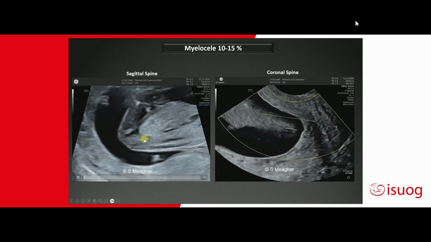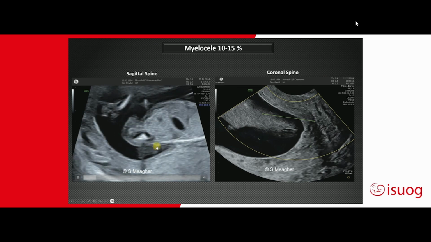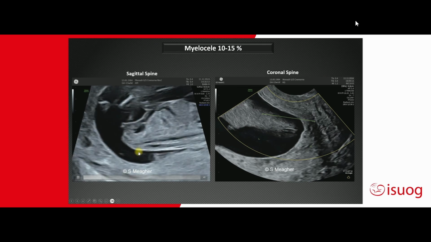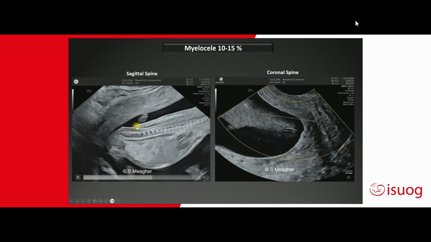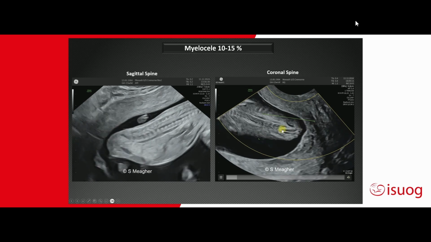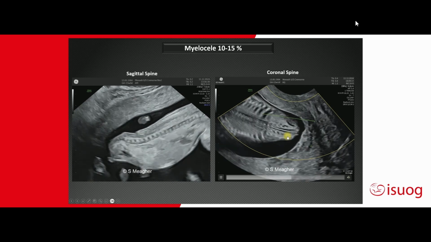Far more challenging is when you look at the myeloceles, about 10 to 15%. You can see this looks completely normal. It's only when the fetus turned over into the spine up position we could appreciate there was a tiny defect just here. And when you look in a coronal section, you can see the exposure of the neural elements of the spinal cord. See how challenging that is.